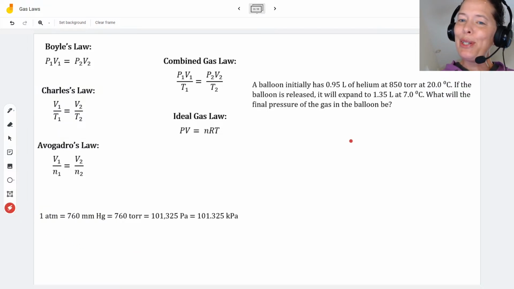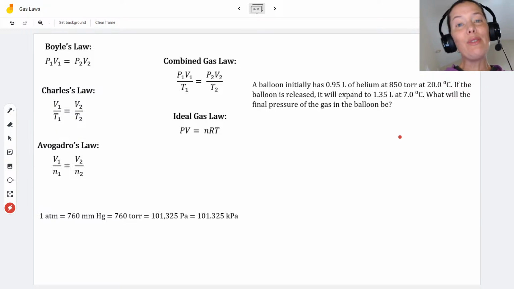So a balloon initially has a volume of 0.95 liters. It's at 850 torr and 20 degrees Celsius. If the balloon is released, it will expand to 1.35 liters and 7 degrees Celsius. What will the final pressure of the gas in the balloon be? All right, so we're also assuming that the balloon does not pop. Otherwise, the pressure would equal the pressure of the atmosphere.